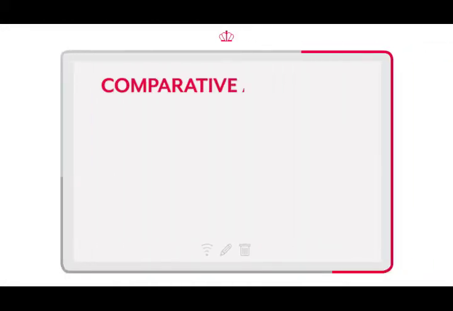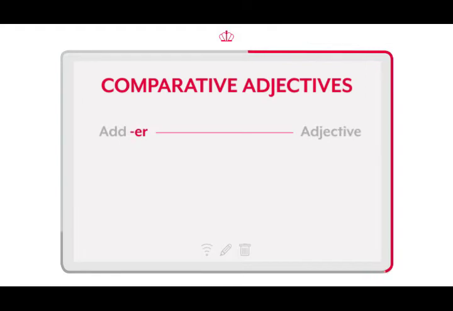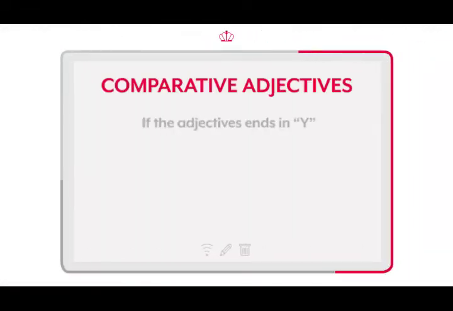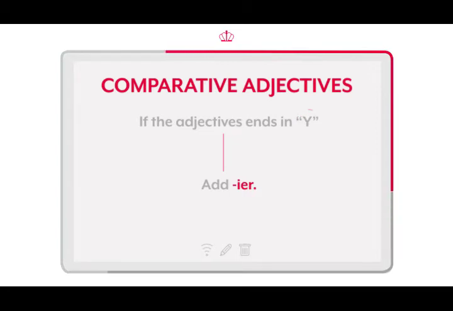In order to use it, we just have to add ER to the adjective. Para usarlo, solo tenemos que agregar ER al final del adjetivo. For example, older, smaller, cooler. Quick rule: if the adjective ends in Y, we have to drop the Y and add IER for grammatical purposes. Regla rápida: si el adjetivo termina con una Y, tenemos que quitar la Y y agregar I latina ER.